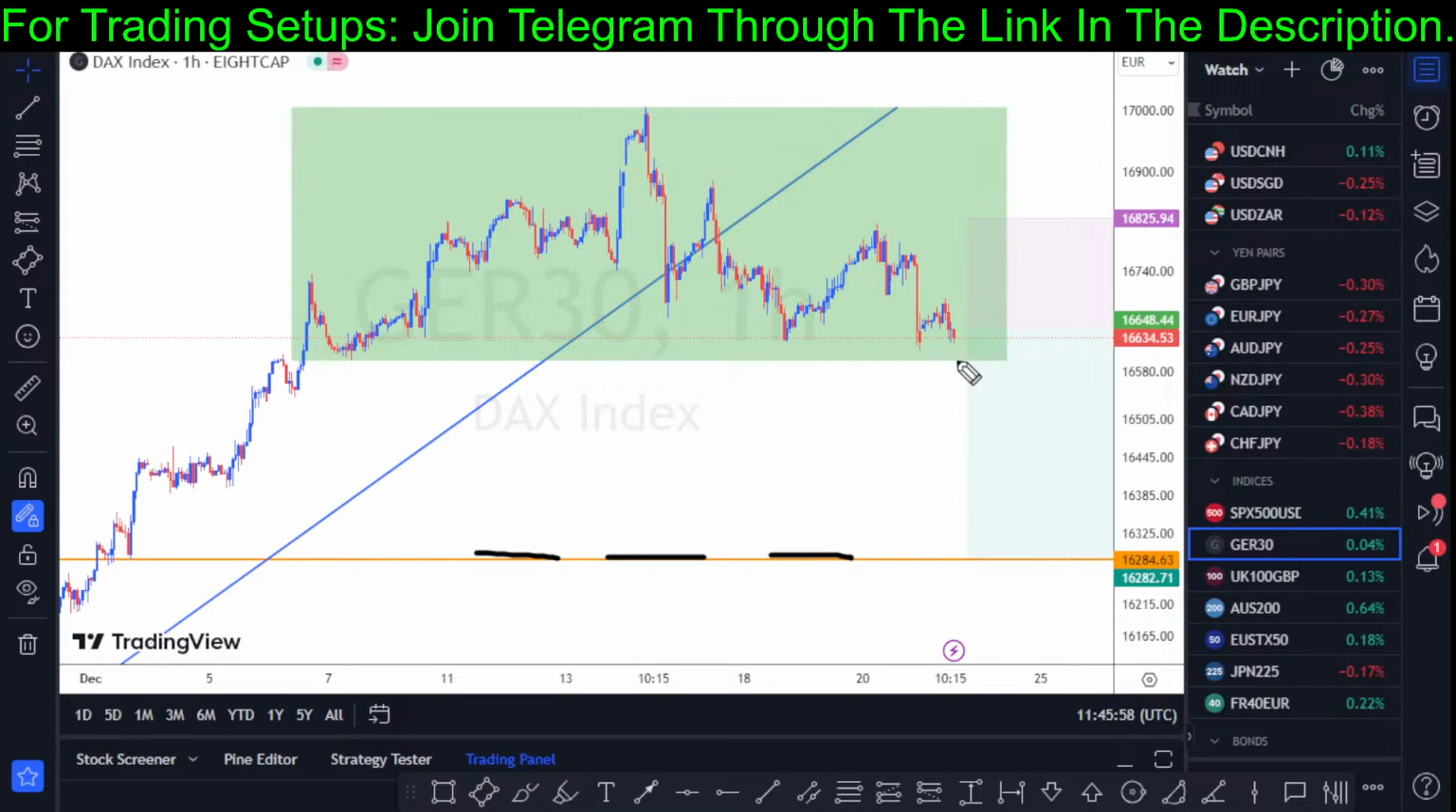This is the next major support structure, which is 16,284. So if you are making an entry, better you look out for a sell limit. If price can break out, look for a retest. This is the type of trade setup where you look for a retest, because you are trying to reverse the major trend. So it's better if you can look for a retest, right?